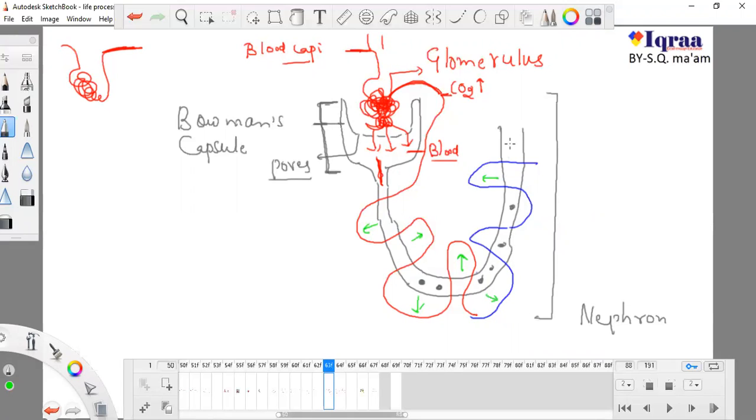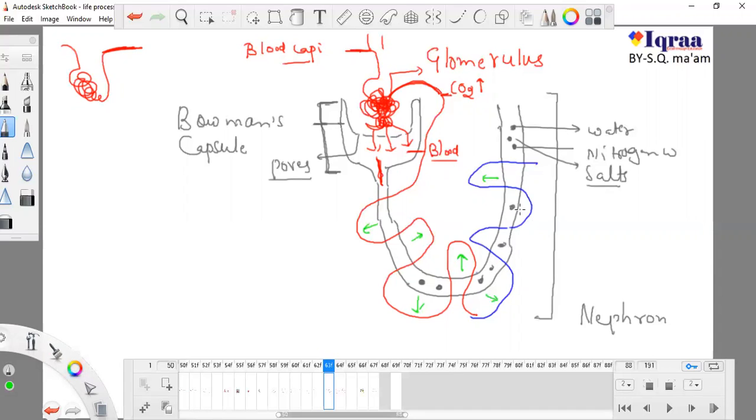It is not taking back just one thing, two things or three things. Only three things it is not taking back. What things are not taking back? Some amount of water, nitrogen waste, and some salts. Other than this, everything is taken back.